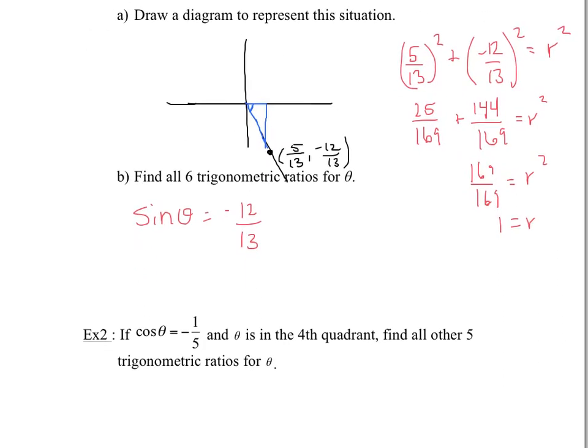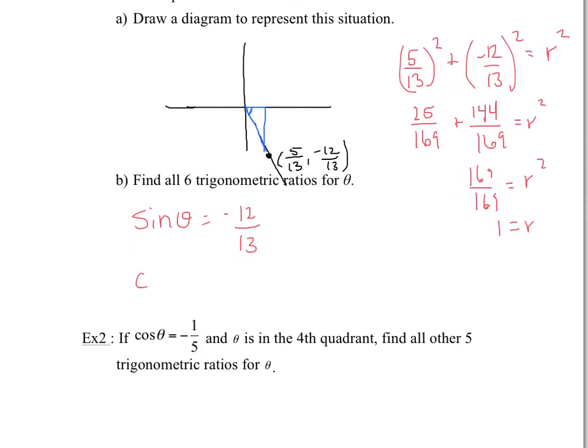I'm just going to move this so I have a bit more space. Cos theta is adjacent over hypotenuse, so we have 5 over 13. Don't forget the hypotenuse is 1, so when you divide by 1, you just get the exact value of x and y. We're on the unit circle.